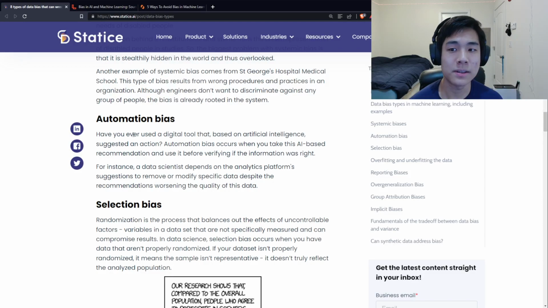Automation bias is basically when you take an AI-based recommendation and use it before verifying the information is correct. So this is kind of like a feedback loop. Basically, the AI is already biased. It thinks you want a certain thing, and then you just assume it's right and just use it. This happens a lot, and this is where you get things like reinforcement and going down a rabbit hole. You kind of just assume the AI is right, and that's really bad because you're not actually helping the AI learn anything. It's just sort of thinking it's always right.